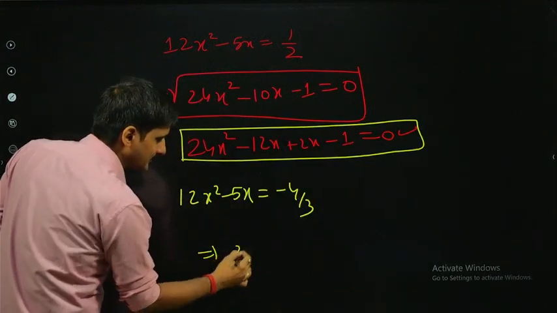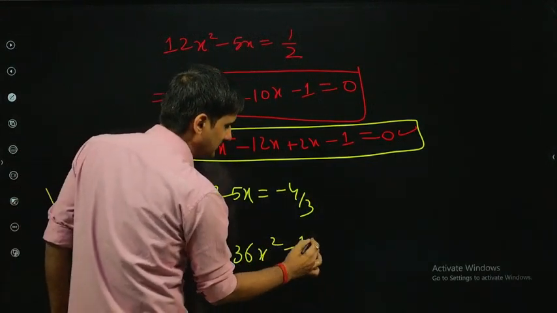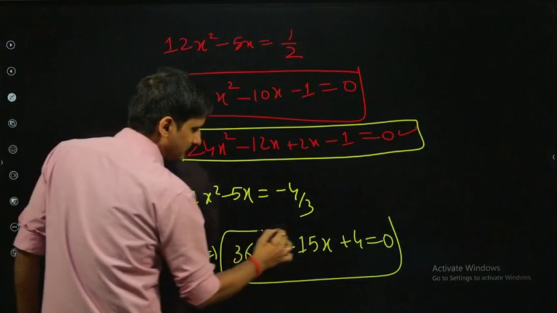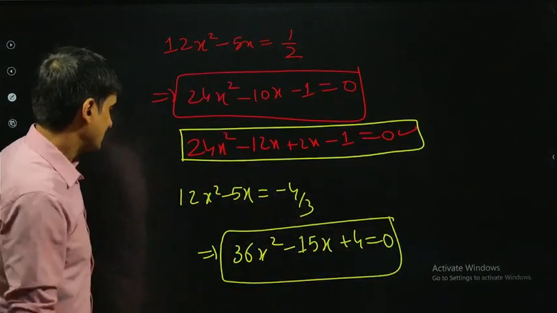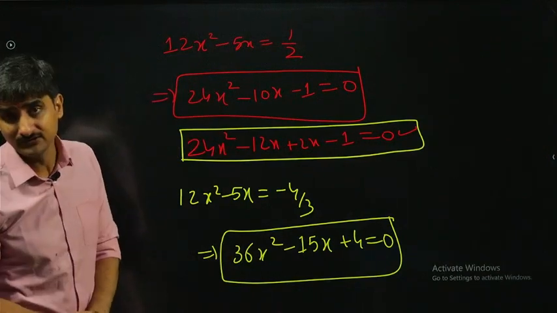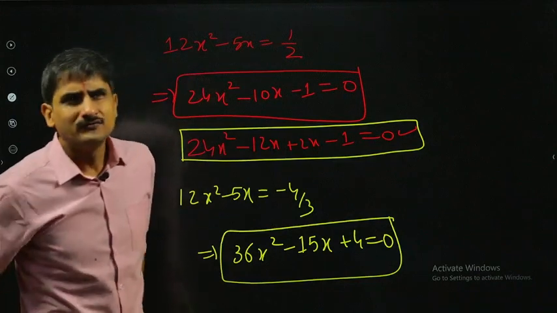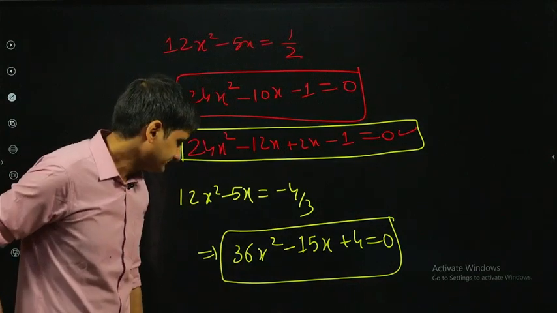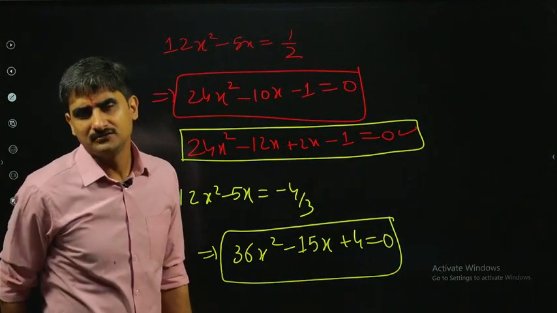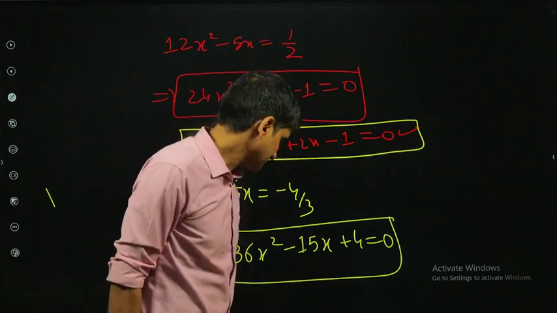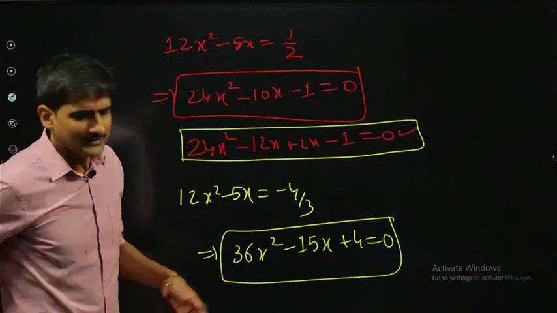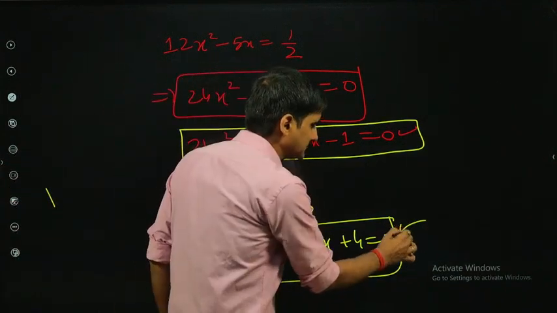But still, let's see: 36x square minus 15x, and then we have plus 4 equal to 0. So is it middle term split? Can we apply that? 36 into 4 is how much? 144. I don't think 18, 16, 9 works. Let's check it, but in any case, if we can't apply middle term split, you can solve it using the quadratic formula.